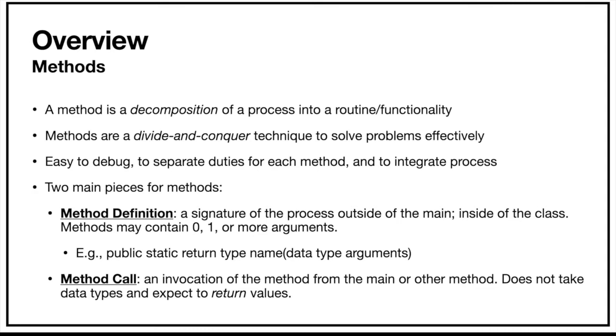So methods may contain 0 or 1 or more arguments, right, in the signature. Here, it's just an example, public static. You can find this in the very first methods that we're going to create in the next weeks. And then you need to put the return type. The return type basically specifies that this method will give you something back at the time that someone calls it.